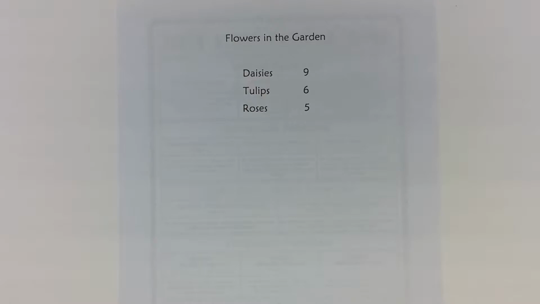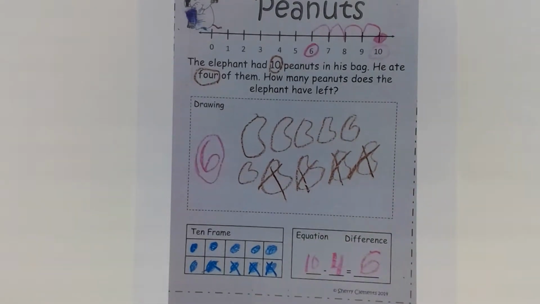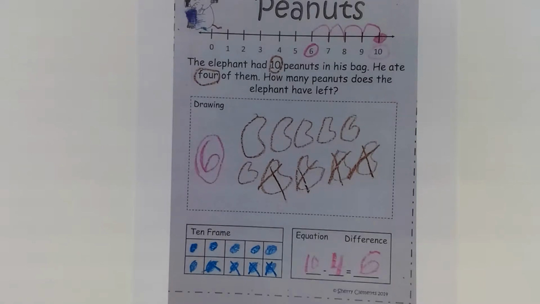Students are also going to need to explain their strategy that they used. So if we go back to this original student's question about the peanuts, we would have the student tell us where did they start drawing, how did they use the 10 frame, how did they represent it on the number line, but we want them to explain their strategies.